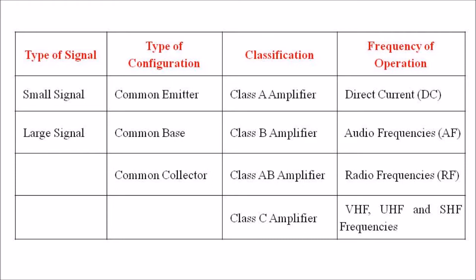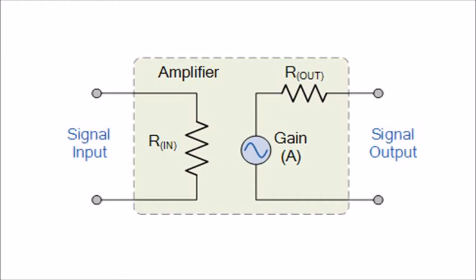And depending upon the operational frequency, they are classified as DC, that is direct current amplifier. Next one is AF, that is audio frequency amplifiers. Then RF, that is radio frequency amplifiers. And another category is VHF, UHF, and SHF frequency amplifiers. An ideal signal amplifier will have three main properties. They are input resistance, output resistance, and the amplification factor, commonly known as gain factor.